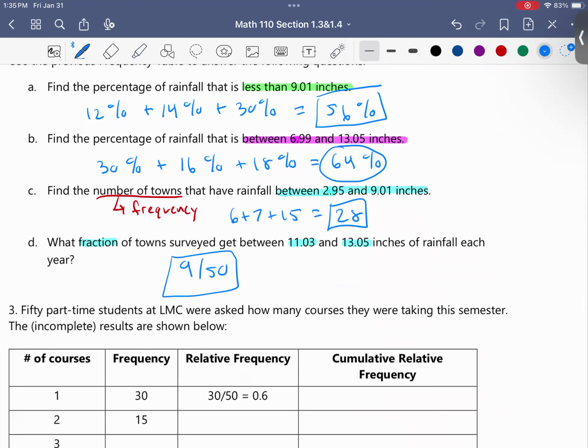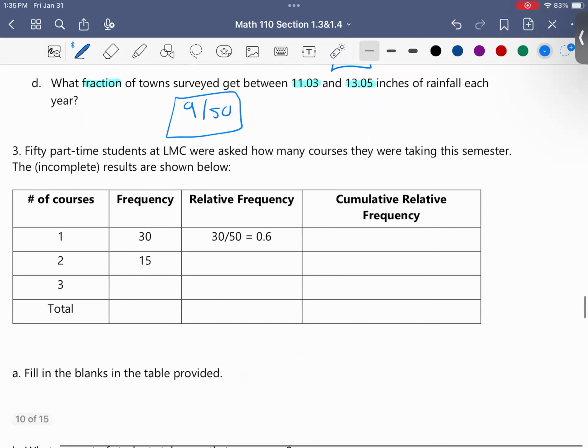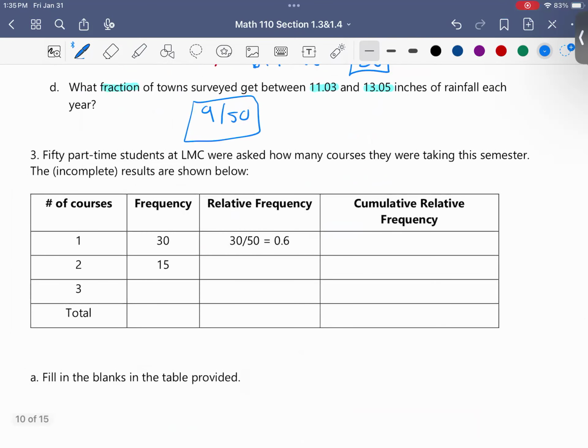Moving on to question 3, another frequency table question. This time, the frequency table is not filled out, and we're going to need to fill out some blanks and answer a couple questions. So let's go ahead and read what number 3 states. 50 part-time students at LMC were asked how many courses they were taking this semester. The incomplete results are shown below. So number of courses is 1, 2, and 3. And we have a couple frequencies. We have one relative frequency and an empty cumulative relative frequency.